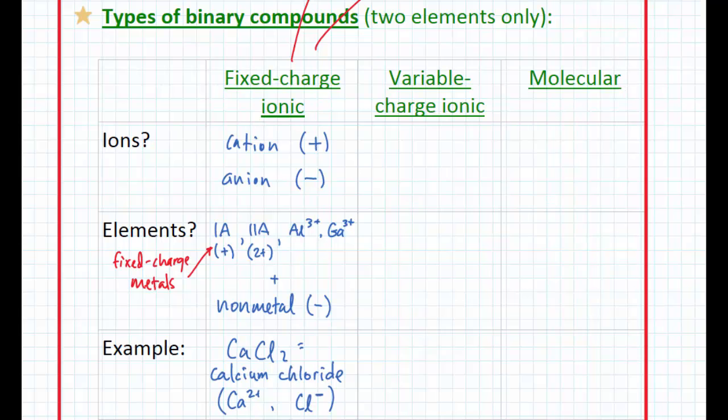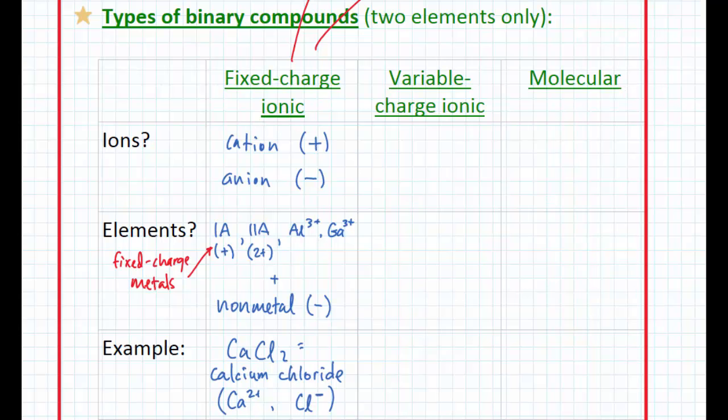And we already talked about the simplest type of binary compound, the fixed charge ionic compound that has a metal cation and a non-metal anion. We learned how to predict charges from elements within certain groups on the periodic table, right? Like group 1A are all plus, group 2A are 2 plus. We talked about aluminum and gallium. I'm going to give you a couple more in a little bit. But pretty much based on their position on the periodic table, we can predict their charge.